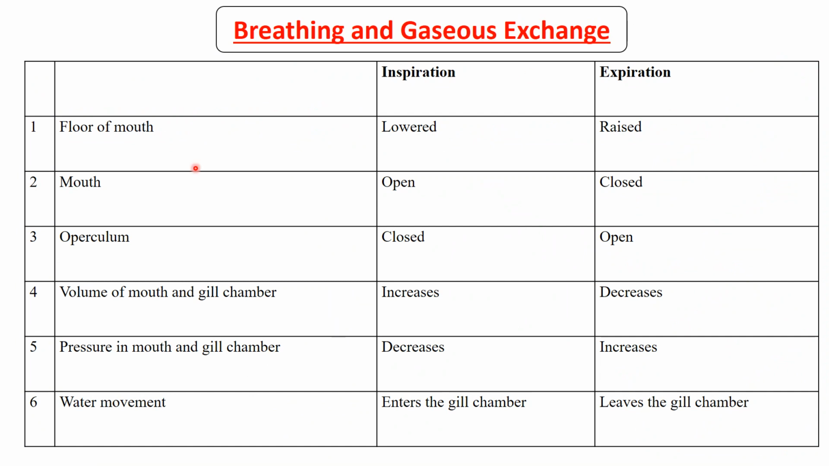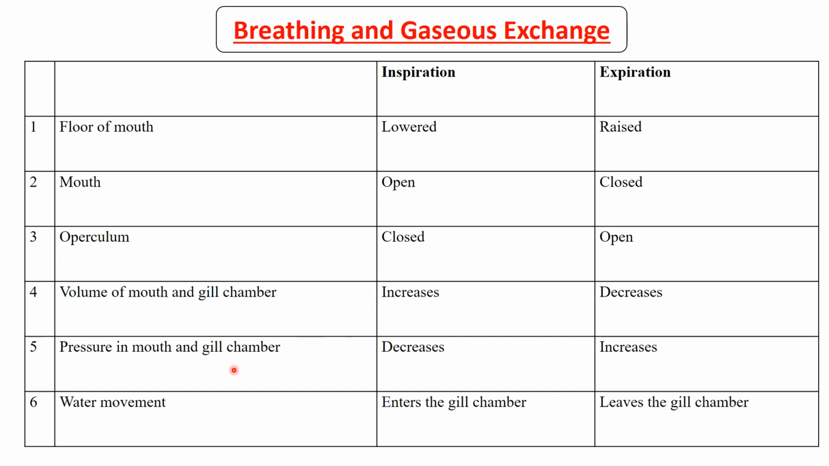So here we're going to study what happens to the body of the fish during inspiration and expiration. During inspiration, the floor of the mouth, which is more like the tongue, but of course fish don't have tongues, is lowered. When it is lowered, the mouth opens. When the mouth opens, the operculum closes so that the water shouldn't quickly leave the fish. So the operculum, where water leaves, closes when the mouth opens. Okay, so when this happens, the volume of the mouth and gill chamber increases.